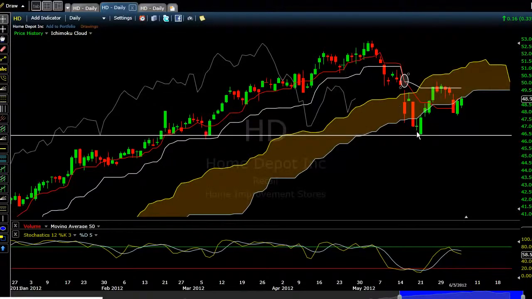In the future, we can view that as an area of likely support. You can see what happened here. Okay, Chiku was above price, so that's bullish. That's another thing about a price above Tenkan-sen and Kijun-sen. As long as Chiku stays above price, that's bullish.